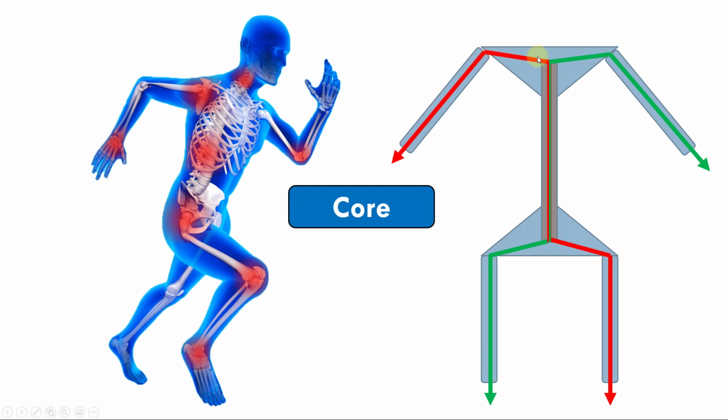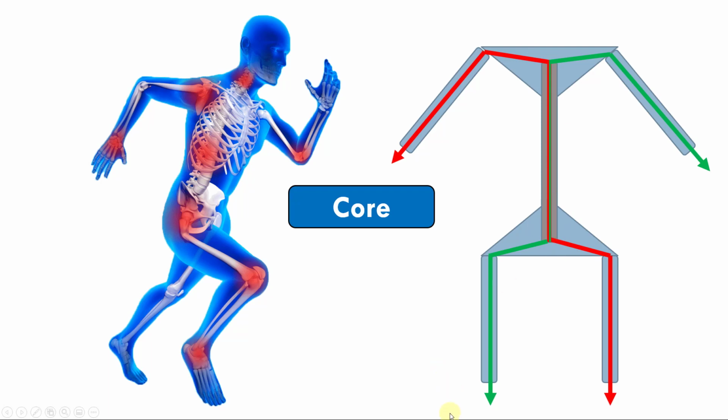You're getting load transfer here through the red line, and then you're getting the opposite loading or release of loading through here, and this is all driven by the spine, by the spinal engine, through these opposite rotations of the shoulder and pelvic girdle.